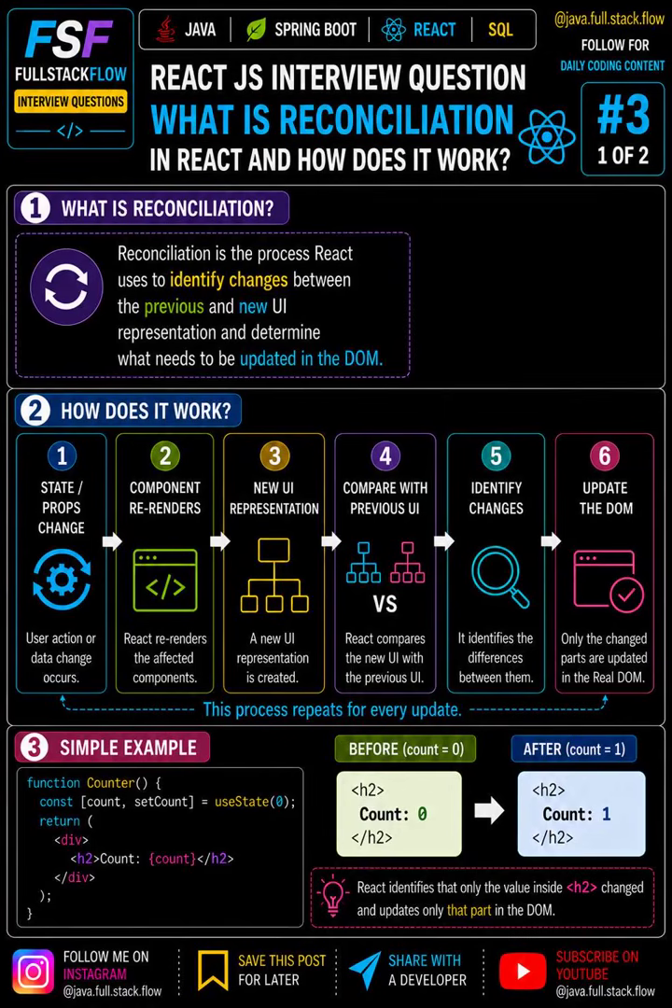Next, let's look at the counter example again. Initially, count is 0. After the state changes, count is 1. Here, React identifies that the count value has changed and updates that part of the DOM. It doesn't need to unnecessarily update the entire page. So the complete reconciliation flow is: state or props change, then component re-renders, then new UI representation, then compare with the previous UI, then identify changes, and finally update the DOM.